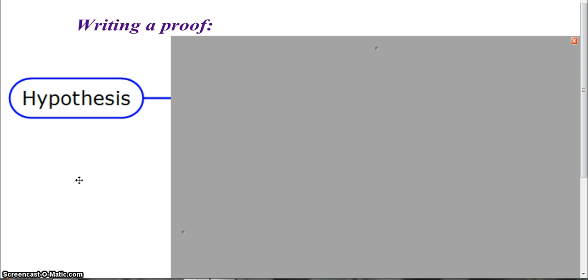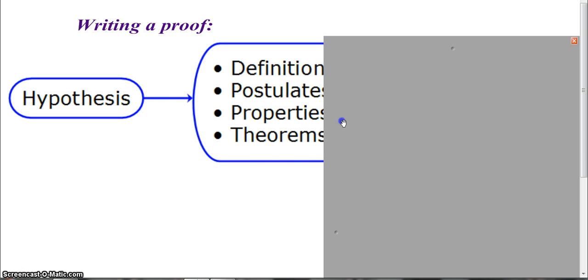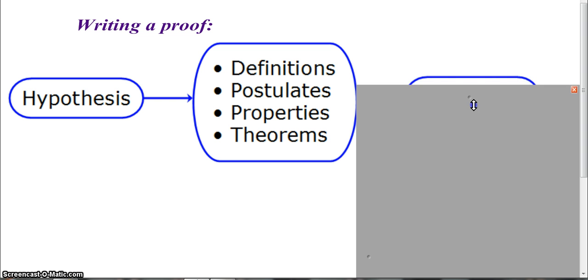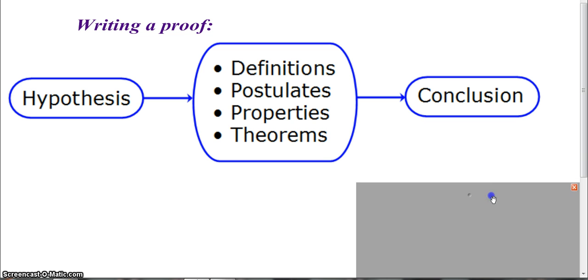And we know that a conditional statement has a hypothesis, and that leads to, we hope, a conclusion. So when we write a proof, what goes on is we take our hypothesis and then we write an argument that contains either definitions, postulates, properties, or theorems that prove our conclusion. So this is what a proof looks like in a verbal model.